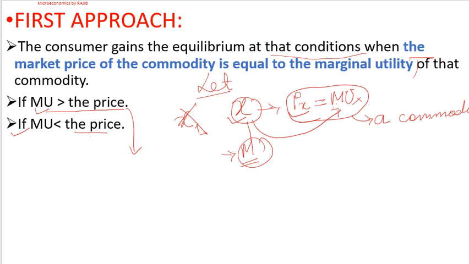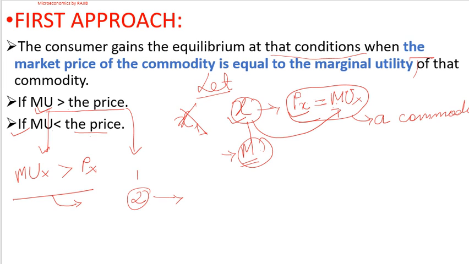So let us come to the first condition. If marginal utility of x is greater than the price of x, then what happens? Whenever the marginal utility is greater than the price of any commodity, the consumer increases his consumption. He continues his consumption.